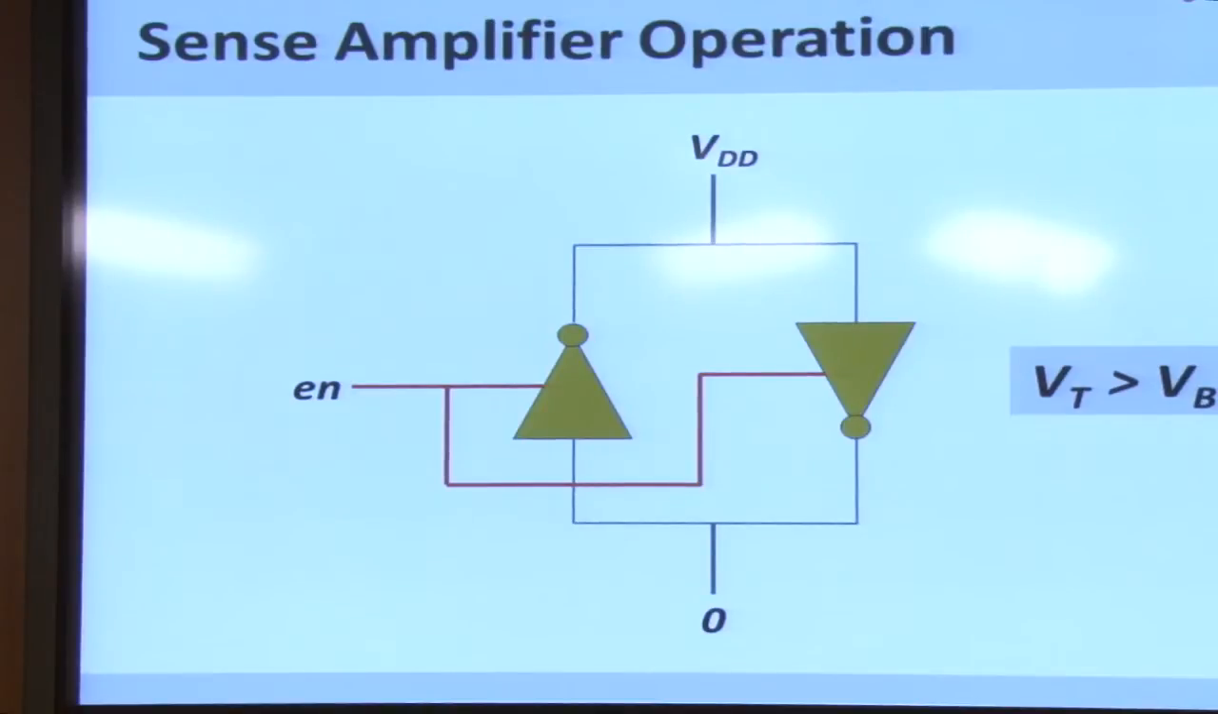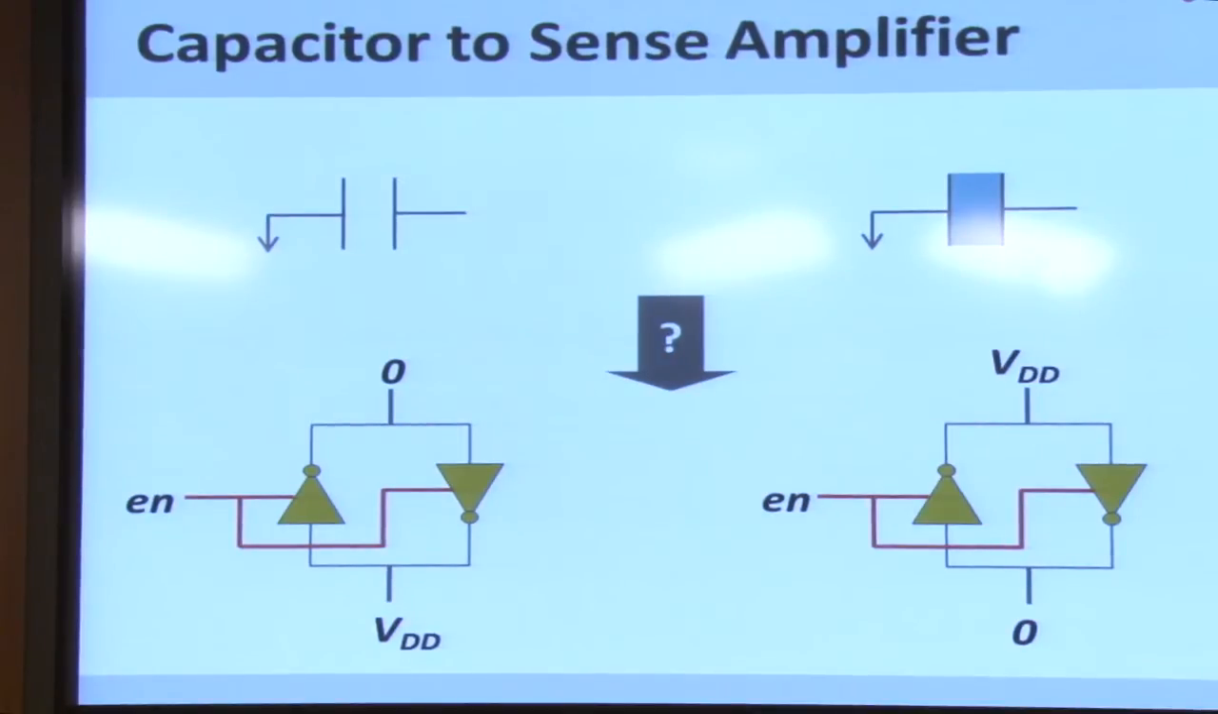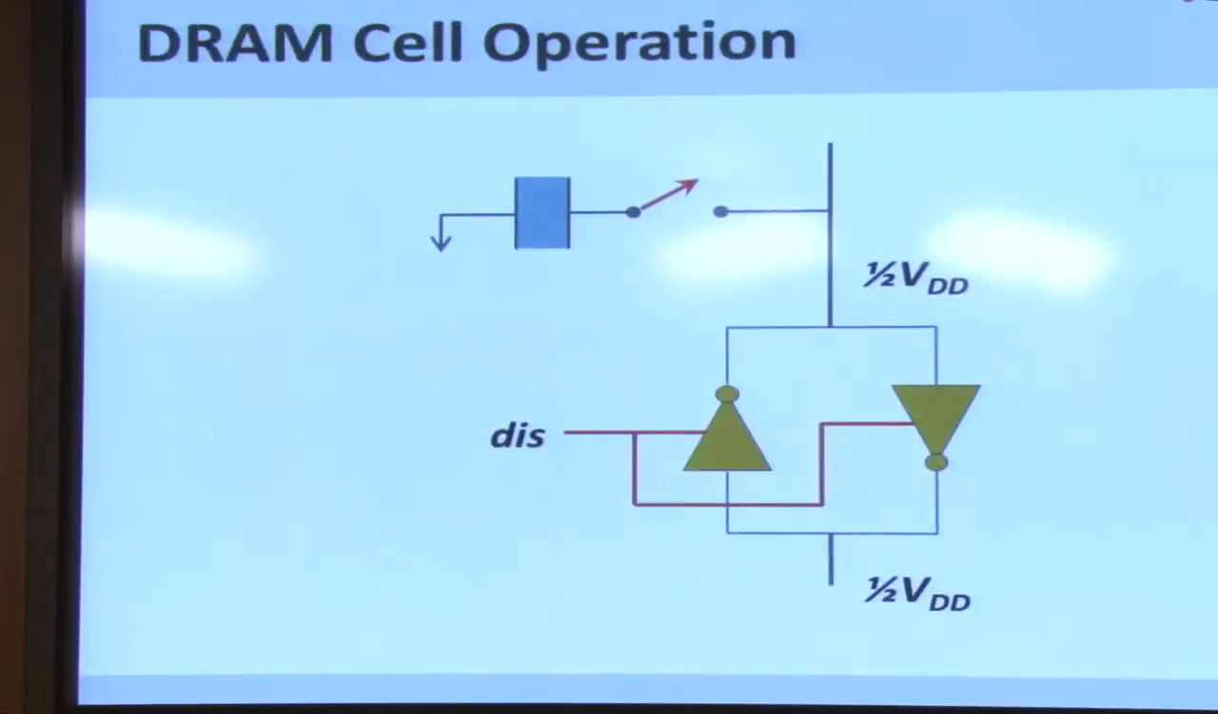And what we're essentially going to do is convert the state of the capacitor, either the empty state or the fully charged state, to one of the two stable states of the sense amplifier. And since the sense amplifier is stable, it's possible for us to read or write data into the sense amplifier. So this is the structure that we are going to use to convert the state of the capacitor to a stable state of the sense amplifier.